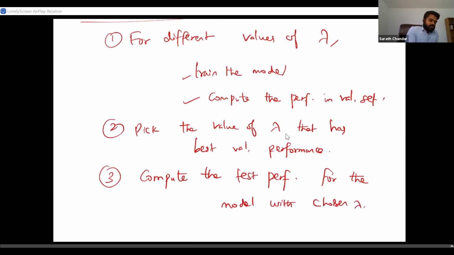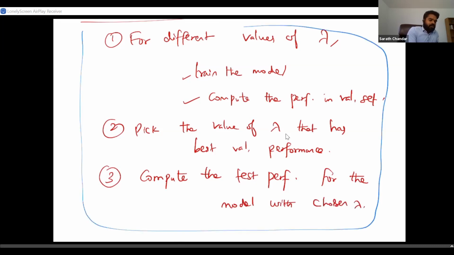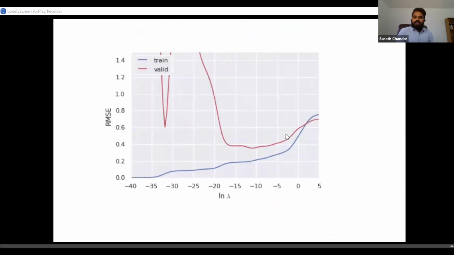Now, this simple process of finding the lambda using the validation set is known as model selection. Often when you work with a model which has a hyperparameter, you need to find the best hyperparameter for that model by using your validation set and model selection. Here you can see the training and validation performance for different values of lambda. Note that I am not plotting the test performance here. You should not see the test performance for different values of lambda. If you see that, then you're cheating, so there's no use in using the test set as a proxy.